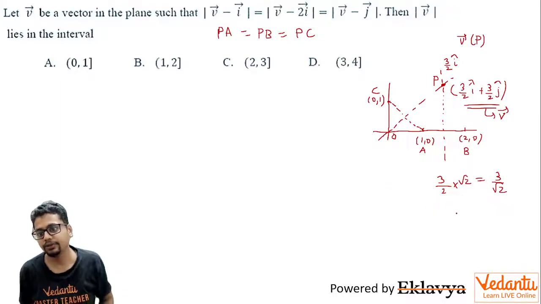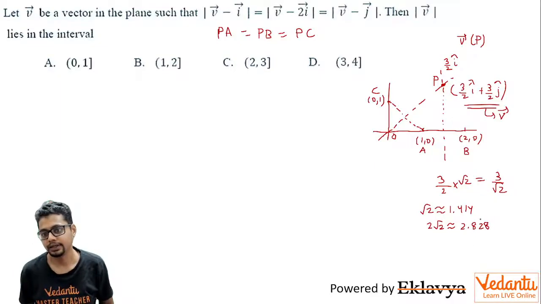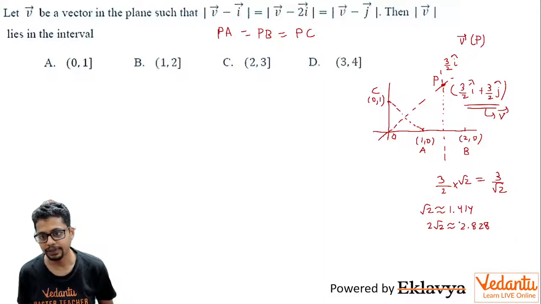Now if you see carefully, root 2 is roughly 1.414, 2 root 2 is roughly 2.828. So 3 is even more than 2 root 2, and of course less than 3 root 2. So 3 by root 2 belongs to this interval. You may say it is definitely greater than 2 and less than 3. So it belongs to the interval 2 to 3. So that means C is the answer.